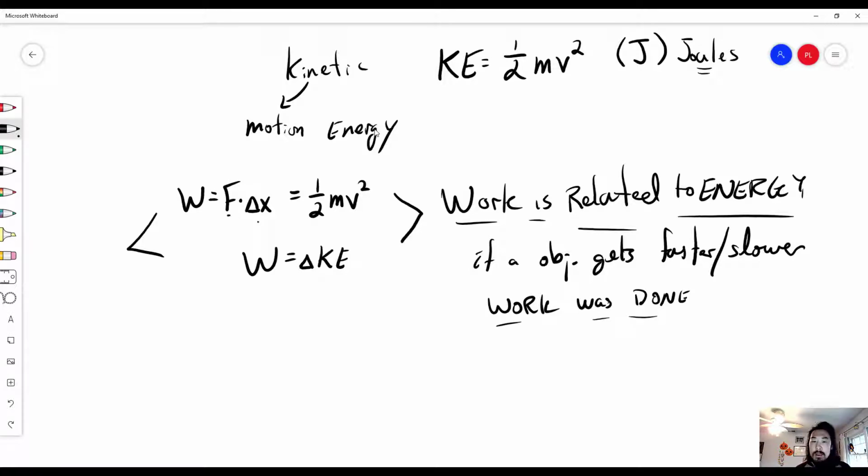Now, I want to point this out because a lot of the practice problems or the multiple choice problems that you might come across, they'll try to test you on this idea. Okay, and oftentimes if you approach a problem through the scope of energy, it becomes so much easier.